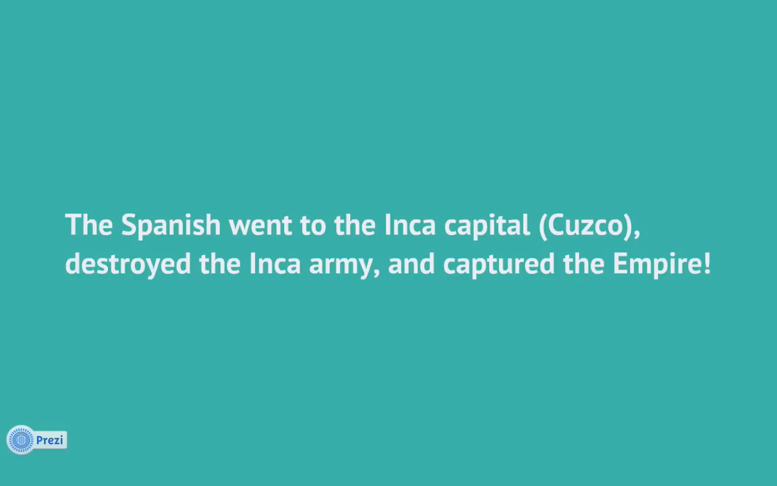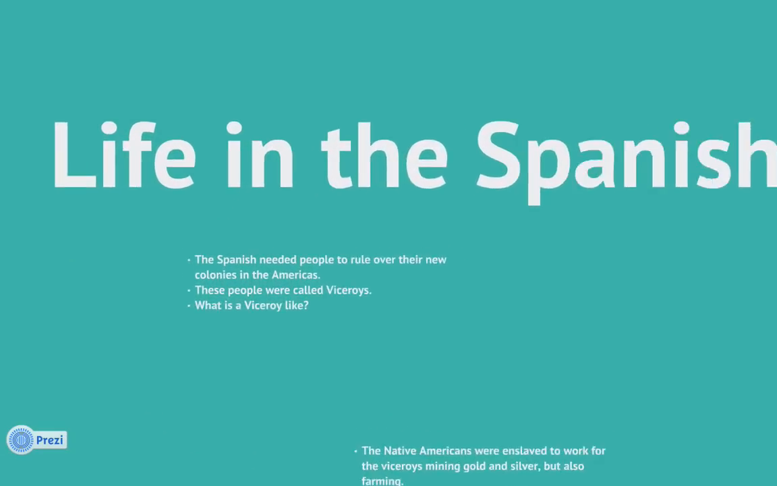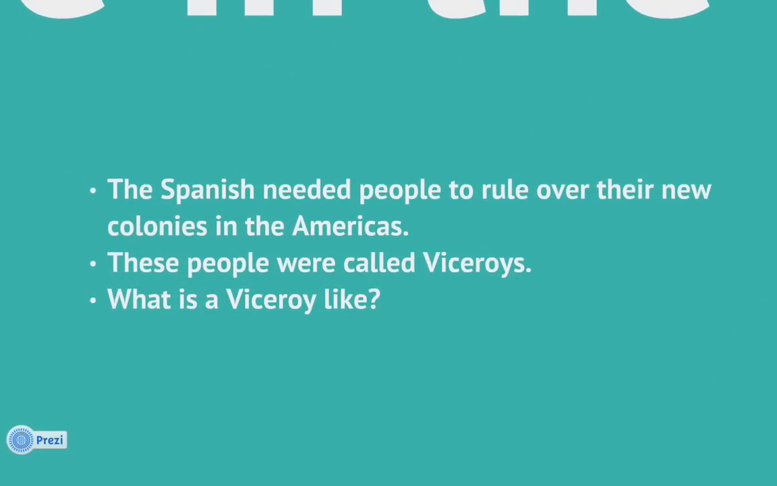They destroy the Incan army, and then eventually they'll take over the empire. Now, life in the Spanish Empire is very different. And like I told you, we have this encomienda system. The Spanish needed people to rule over their new colonies in the Americas. These people were called viceroys. And what do you think a viceroy is similar to? Maybe a lord, like a lord in feudalism.